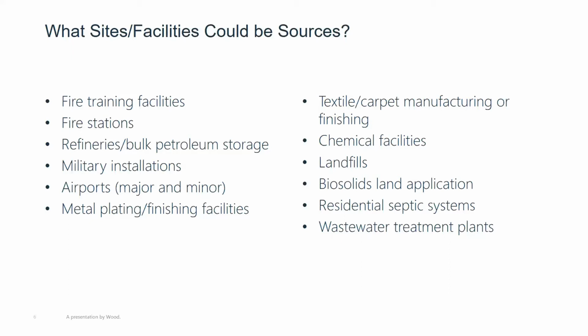There are other facilities where AFFF can be an issue, or other types of PFAS. For example, metal plating, finishing facilities. And then there's also landfills. PFAS can be in wastewater treatment plants, ends up in biosolids, and those of course can be applied to agricultural lands. So there's a lot of different ways that PFAS can enter the ecosystem and the environment. Next slide, please.